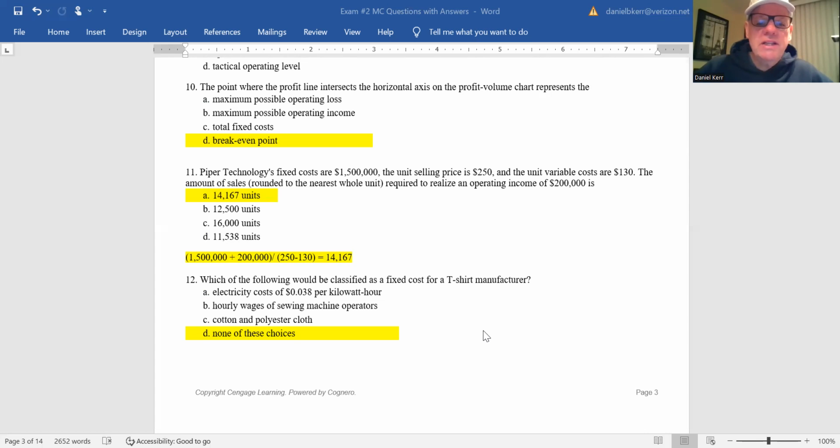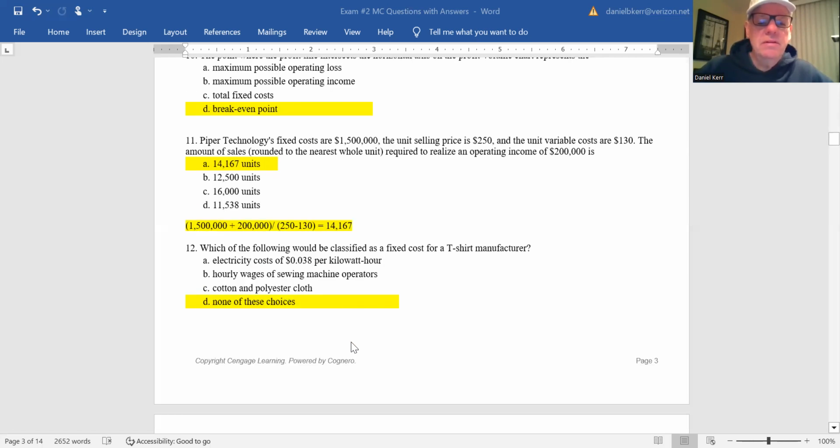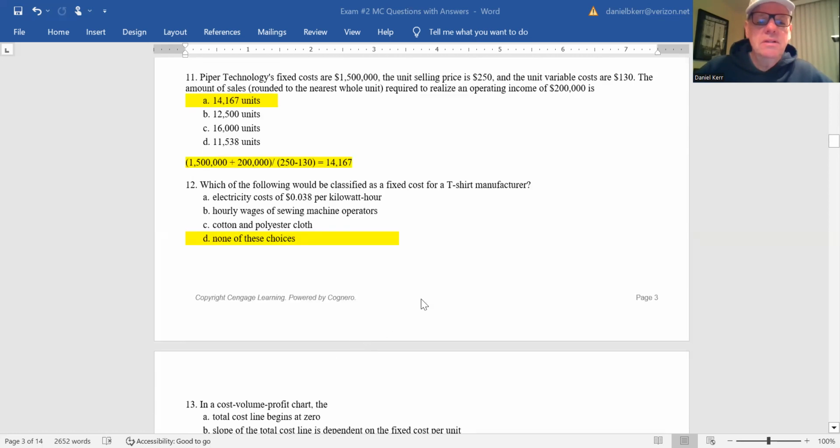Which of the following would be classified as fixed costs for a t-shirt manufacturer? Well, electricity, hourly wages, cloth, those are all variable costs. So the answer there would be none of the above. Notice the electricity is the actual amount per kilowatt hour. So the more kilowatt hours, the more the electricity. So those are all variable costs, so none of them are fixed costs.